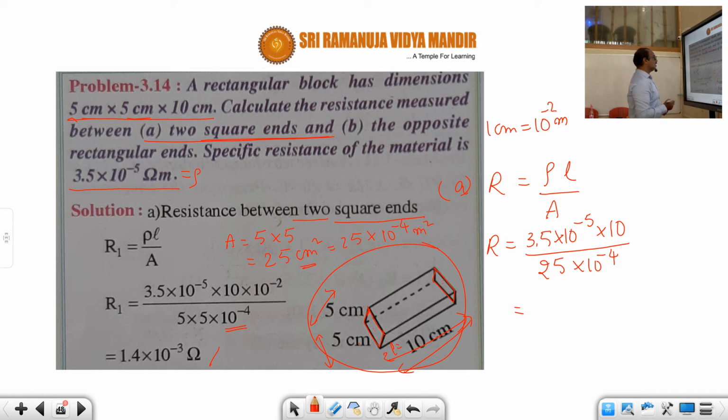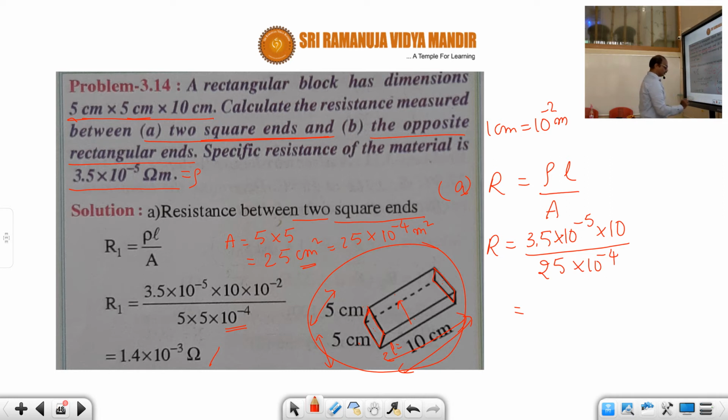The next question, see the opposite rectangular ends. They are asking the opposite rectangular ends. This is one rectangle, this is another rectangle. In this way the current is moving. That means for the opposite rectangular ends, what is the length value? The 5 centimeter will come.